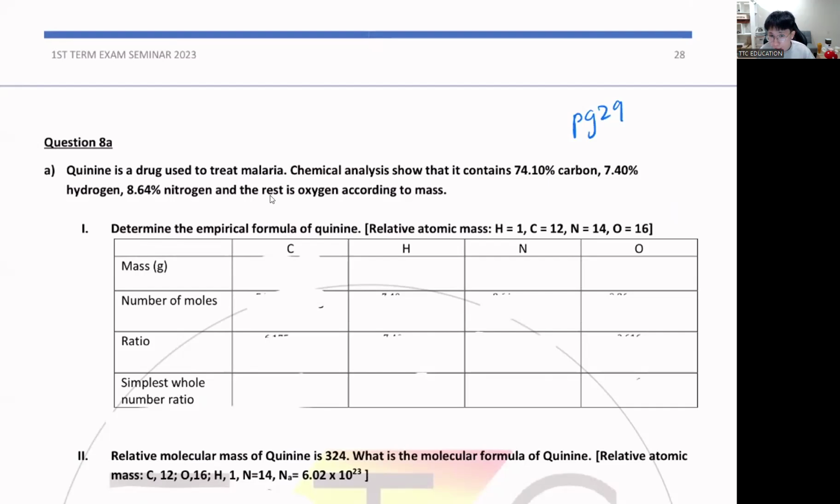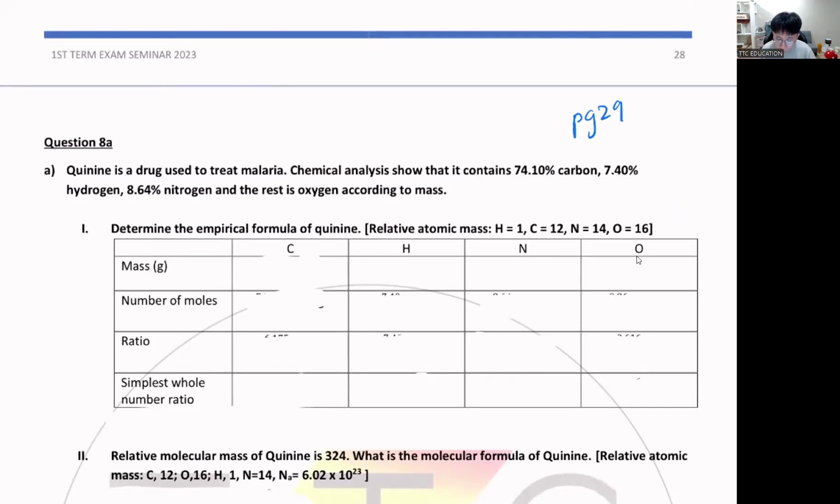But they say the rest is oxygen. So oxygen, no percentage given. So what you're gonna do? You're gonna actually take your 100%, because maximum percentage is 100. Take 100 minus all the percentage, the leftover is your oxygen.